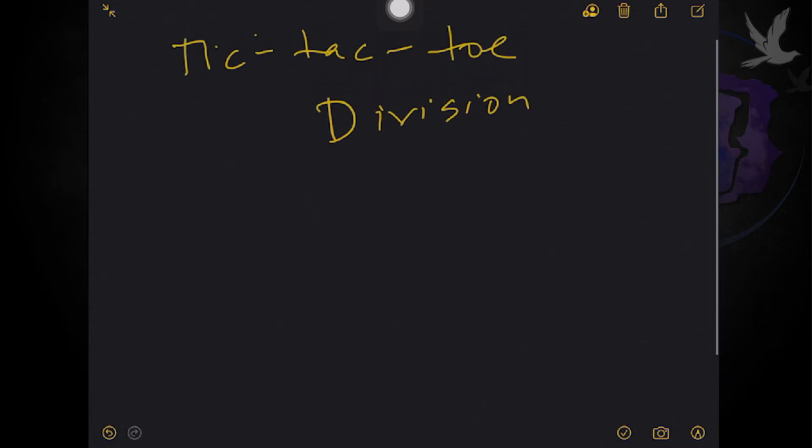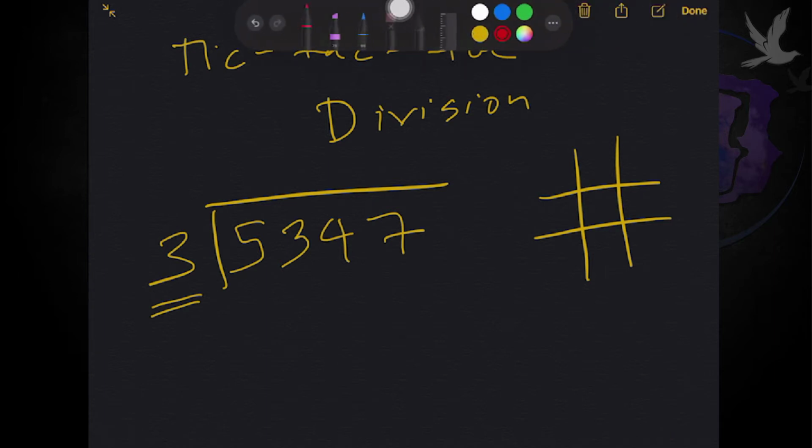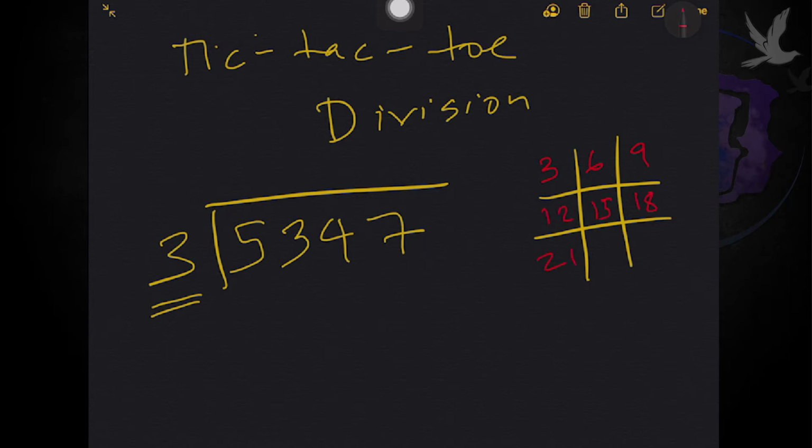So, for example, you have 5,347 divided by 3. Since our divisor is 3, you need to skip count by 3. All you have to do first is to set up a tic-tac-toe form there. And we need to skip count 3. So we have 3, 6, 9, 12, 15, 18, 21, 24, 27.